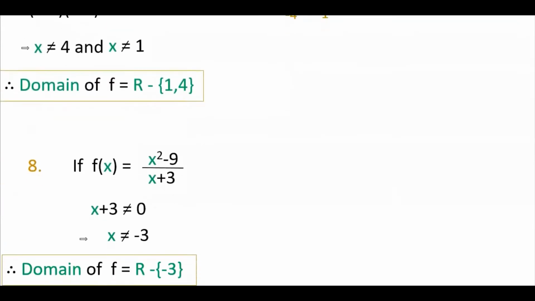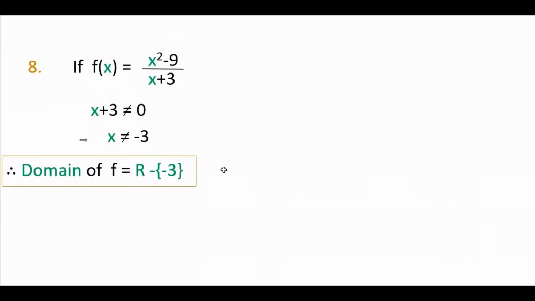And the next one is if f of x is equal to x squared minus 9 by x plus 3. Here also x plus 3 is not equal to 0. Therefore, x is not equal to minus 3. Except minus 3, all the other real numbers are the domain of this function. Therefore, the domain of f is equal to R minus {minus 3}.